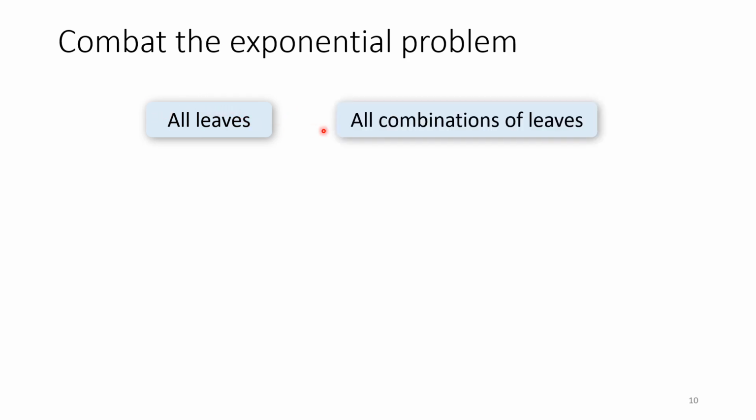Now this can quickly run into an exponential problem, as we have to consider all leaves and all combinations of the leaves, since in some cases, several leaves have to be changed at the same time to remove the type error.